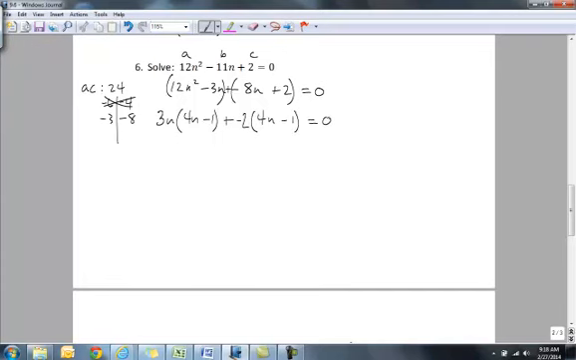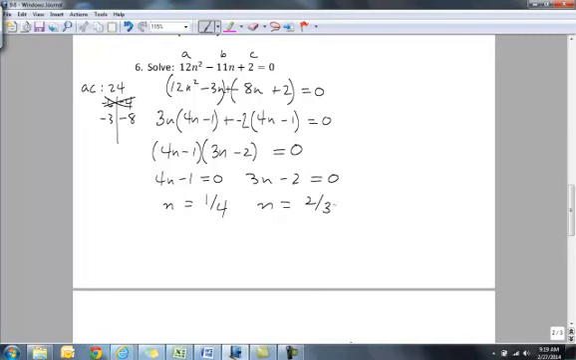All right, so I'm going to factor out the greatest common factor again, and that's the 4n minus 1. So 4n minus 1 comes out. What's left over is 3n minus 2. Final step here would be to use the zero product property and solve. So n equals 1/4, n is equal to 2/3.